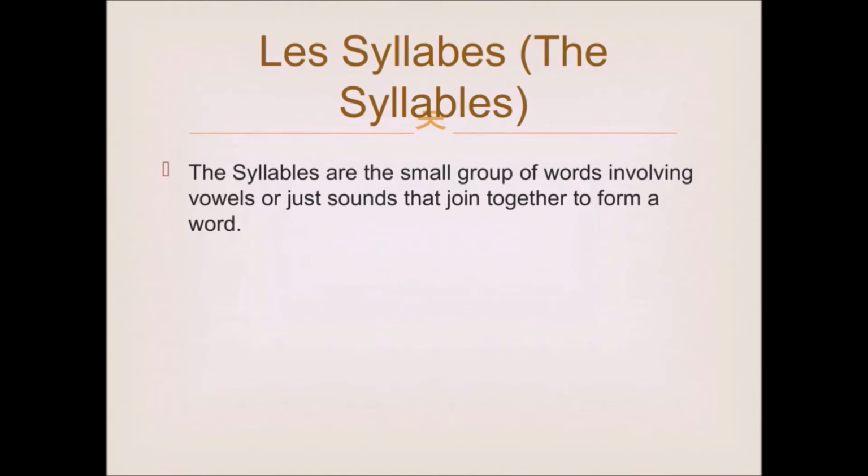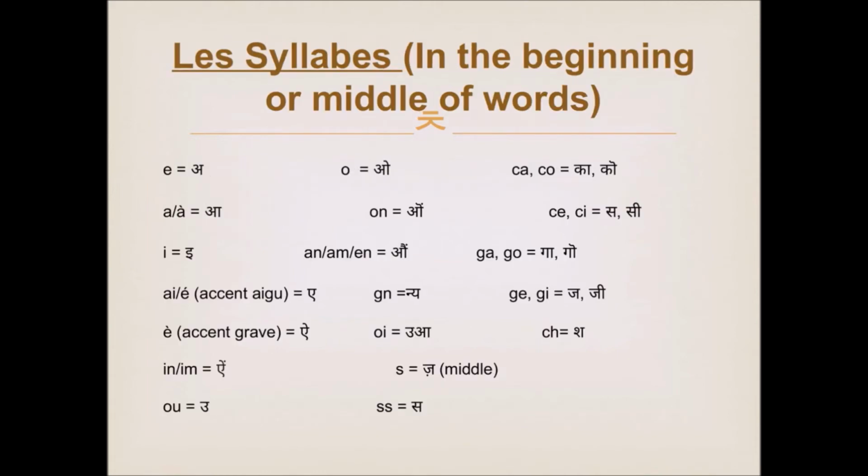Les syllabes, the syllables. The syllables are the small group of words involving vowels or just sounds that join together to form a word. We will cover all the different syllables that come in French language. You should know how to pronounce them so that when they come in the words, you will be able to pronounce the words entirely. So here is a list of syllables that come in the beginning or middle of words.